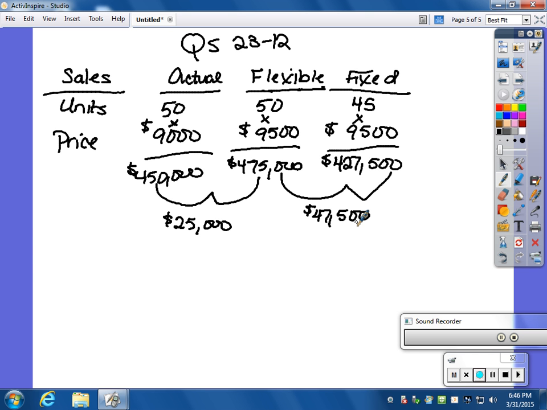Between flexible and fixed, the flexible is higher than the what? Fixed. Are we favorable or unfavorable? Favorable. Y'all need to write this stuff down. I'm afraid you're going to be on your test and say, I didn't know what was favorable and unfavorable. I didn't pick one. Okay? You need to know the difference between the two.